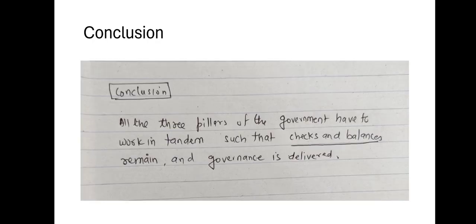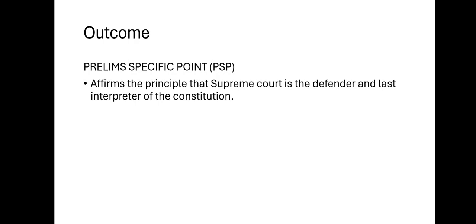Moving ahead, the outcome. This is also a prelim-specific point, very important. It was asked in one of the years as a single one-liner question: who is the defender and last interpreter of the Constitution? It is the Supreme Court. By this basic structure doctrine, which is still evolving, in the end the ball goes to the court of the Supreme Court, and it is the Honorable Supreme Court that has to decide whether a government policy, rule, act or executive action that abridges a fundamental right is constitutional or unconstitutional.